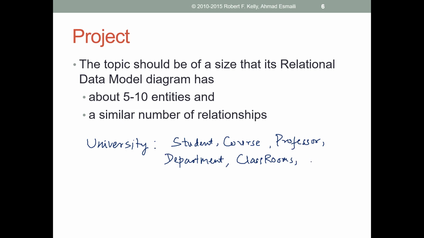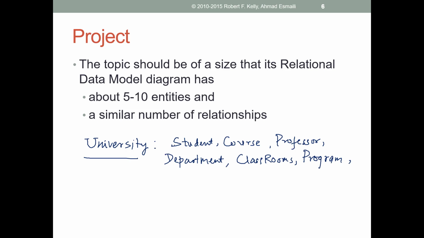So let's think about the sixth one. The sixth one could be programs. Programs means undergraduate program, graduate program. So that's another entity that you can think of. All right, so in a case like university, it is easy to find entities.